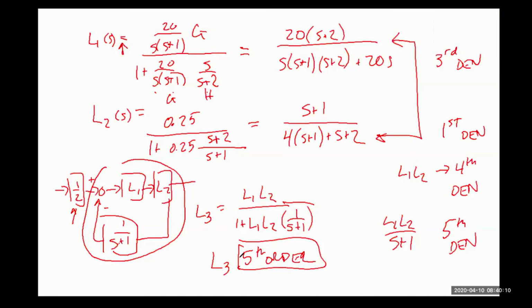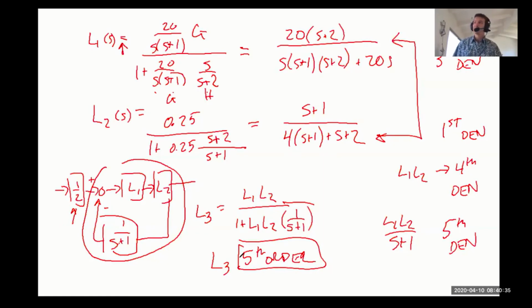Professor, would you ever see a reduction of poles as you condense the block diagram? So what do you mean by reduction of poles? Going from, say, a fourth order to a third order. Yeah, so let's think about that. Could that ever happen?